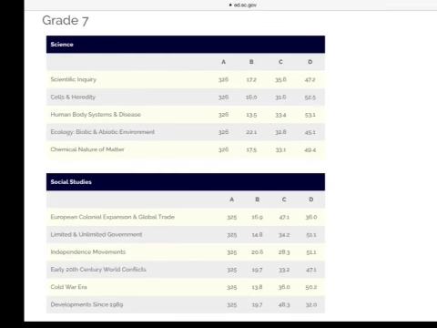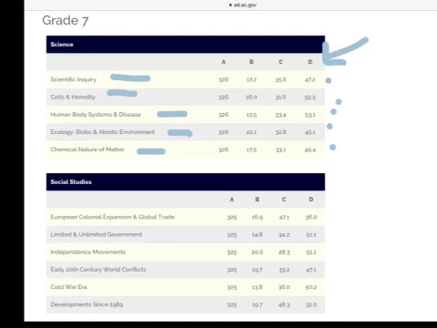Once again, for 7th grade science, you'll notice that the areas are scientific inquiry, cells and heredity, human body systems and disease, ecology, and chemical nature of matter. If we take a look at column D, we'll notice that about 47.2% of our students did very well with the concepts in reference to inquiry, about 52.5% with cells and heredity, 53% with human body systems, 45% with ecology, and with chemical nature of matter, about half of our students demonstrated a thorough knowledge of the concepts.